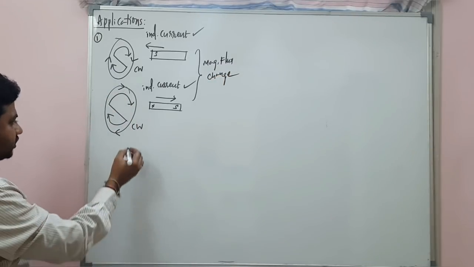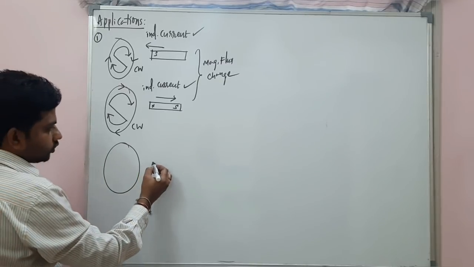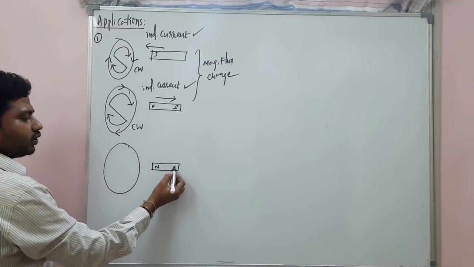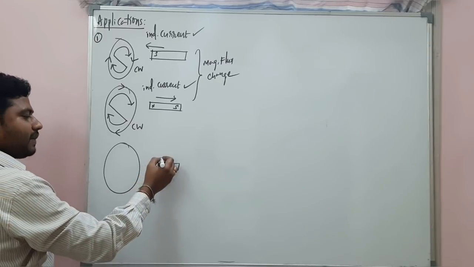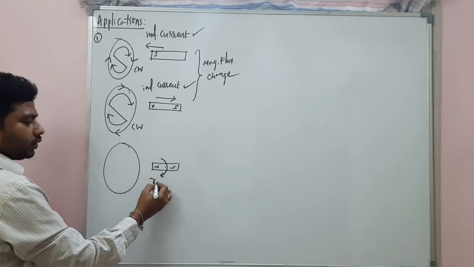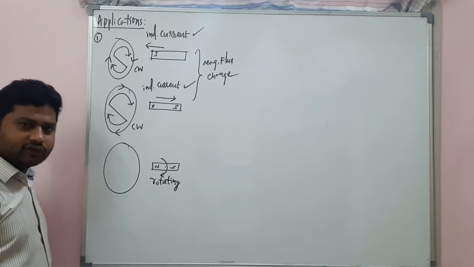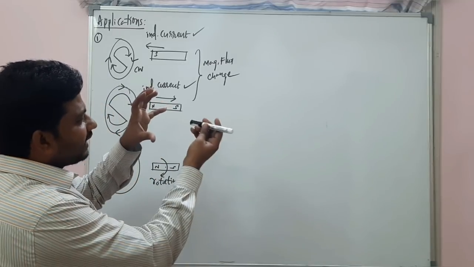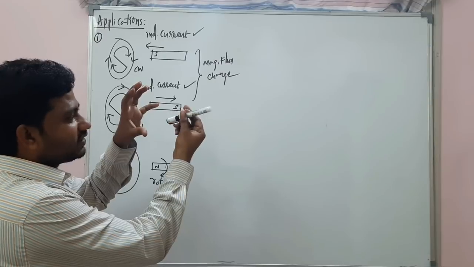Let's take another case. There is a coil. Close to this coil, a magnet is placed which has a north and south pole, and about this axis the magnet is just rotating. That's it. We are not changing the position of the magnet. Imagine this is the coil, this is the magnet. See, the magnet is just rotating in this way while keeping the same position.